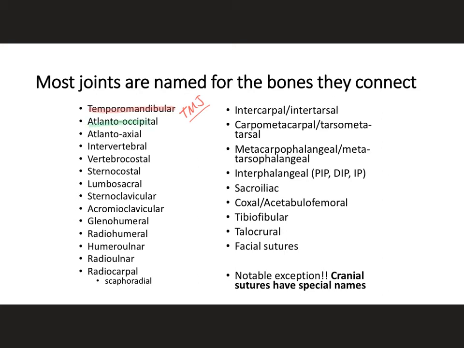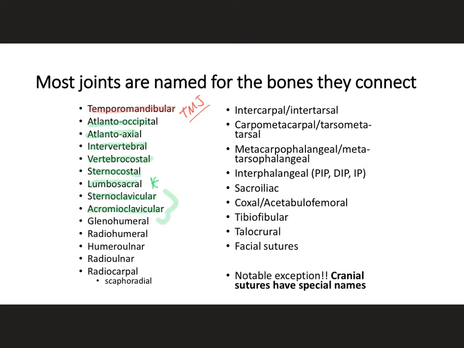The atlanto-occipital is between C1 and the occiput. The atlantoaxial is between C1 and C2, between vertebrae, between the vertebra and the rib, between the sternum and the rib cartilage, between the lumbar vertebrae and the sacrum. By the way, this is another good bread and butter part of your new profession. The sternoclavicular joint between the sternum and the clavicle. The acromioclavicular between the acromion process and clavicle. These guys make up your shoulder.